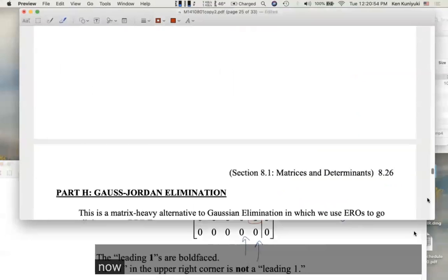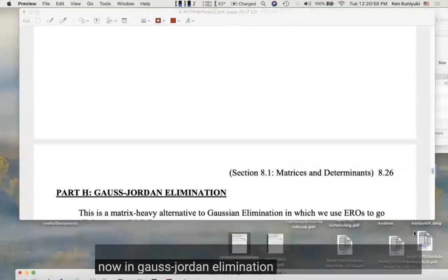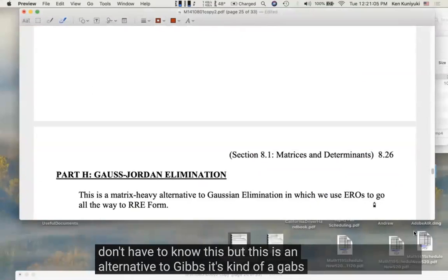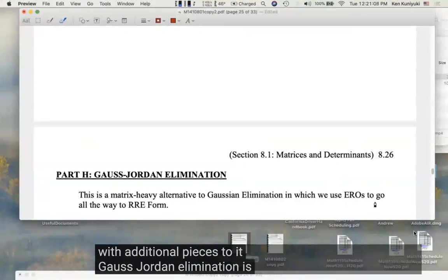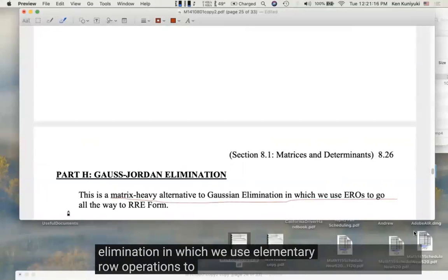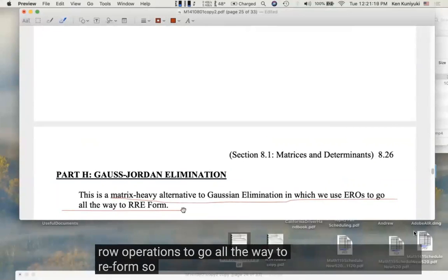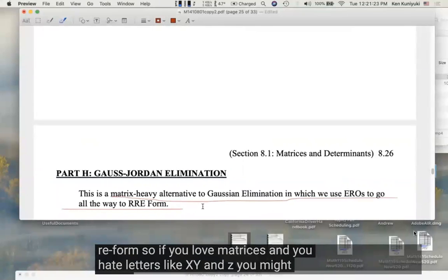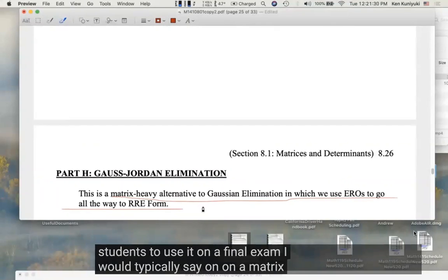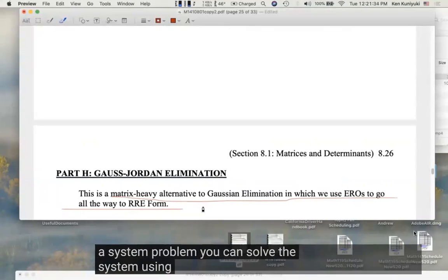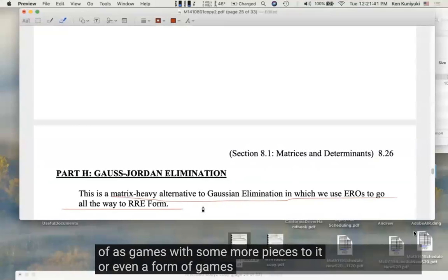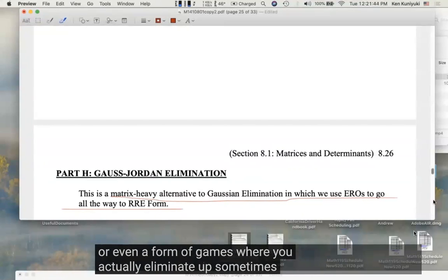Now, in Gauss-Jordan elimination, and you don't have to know this, but this is an alternative to Gibbs. It's kind of a Gibbs with additional pieces to it. Gauss-Jordan elimination is a matrix-heavy alternative to Gaussian elimination, in which we use elementary row operations to go all the way to RRE form. So if you love matrices and you hate letters like X, Y, and Z, you might prefer Gauss-Jordan elimination, and some students do use it. On a final exam, I would typically say on a matrix solve a system problem, you can solve the system using Gibbs or Gauss-Jordan elimination, which again can be thought of as Gibbs with some more pieces to it, or even a form of Gibbs, where you actually eliminate up sometimes.